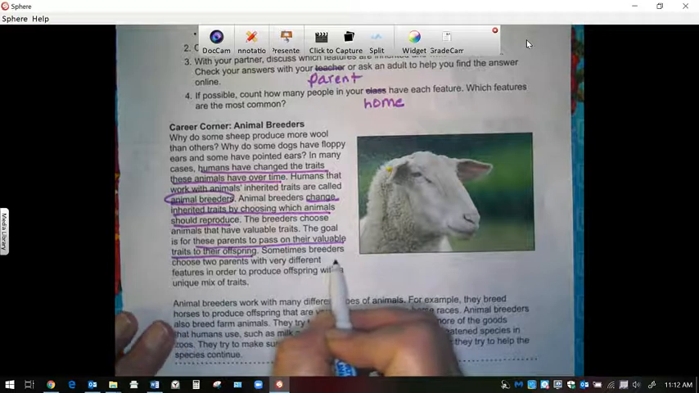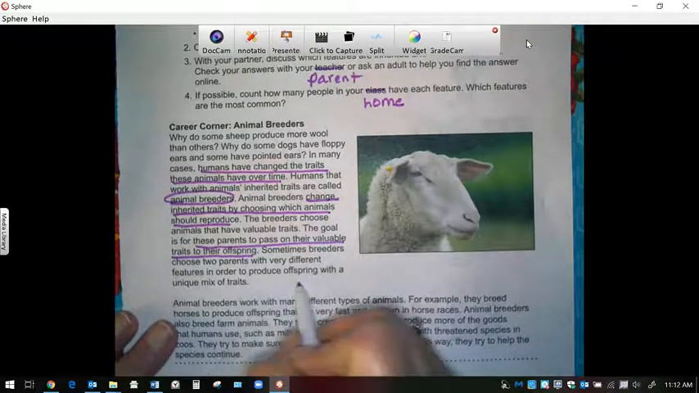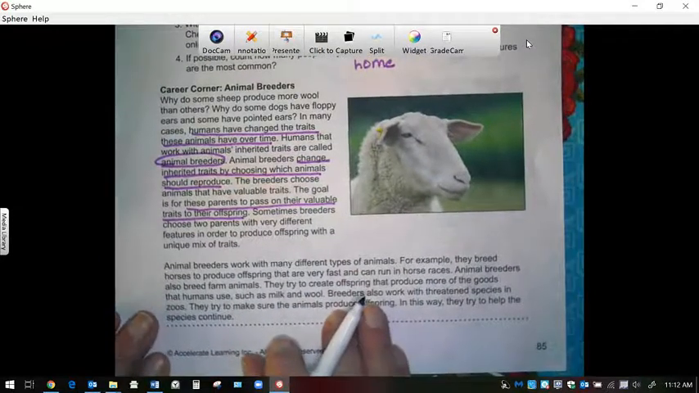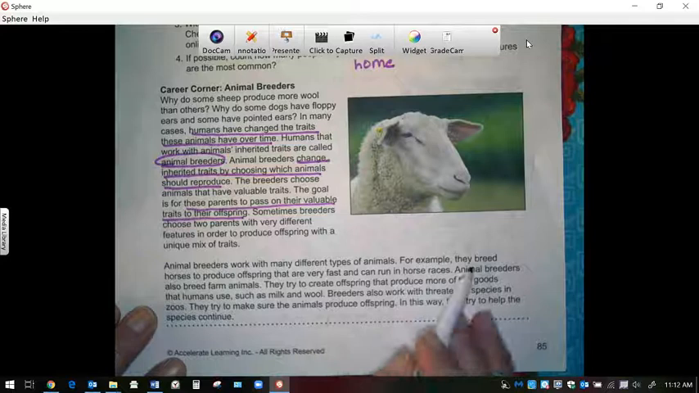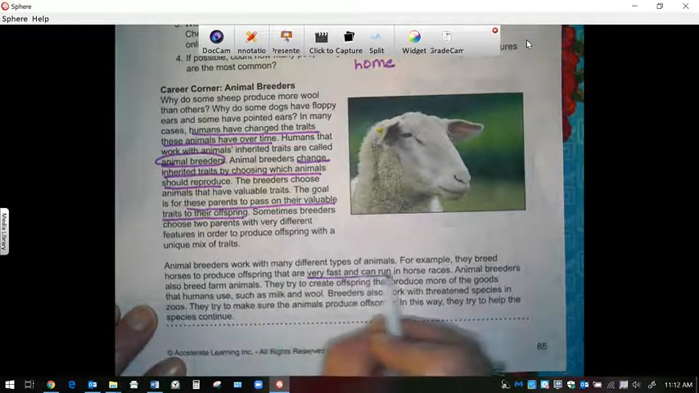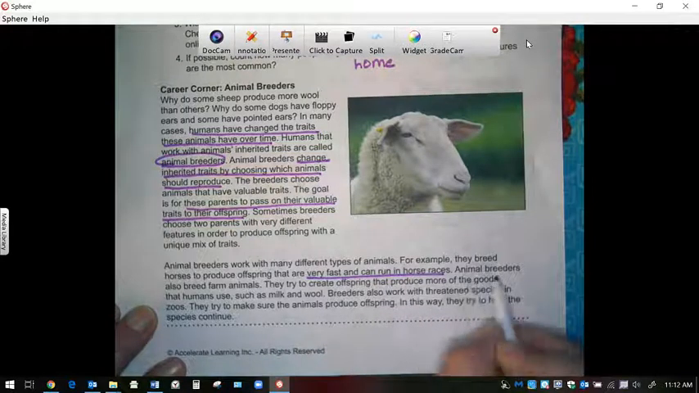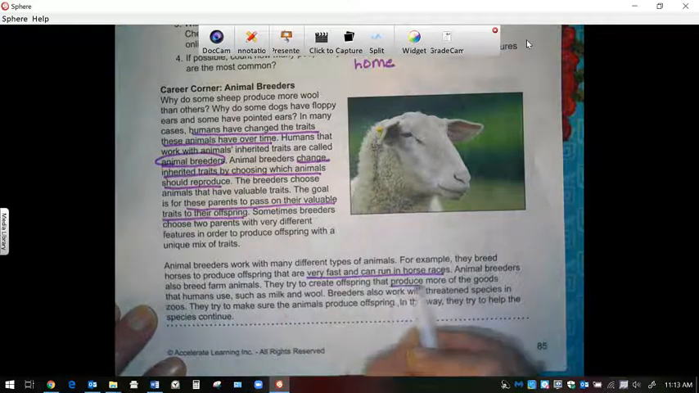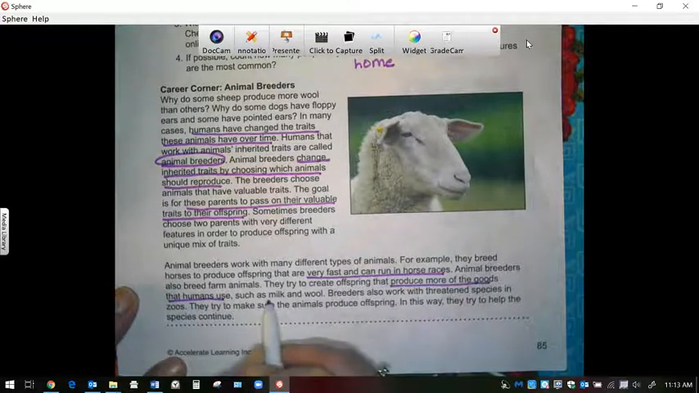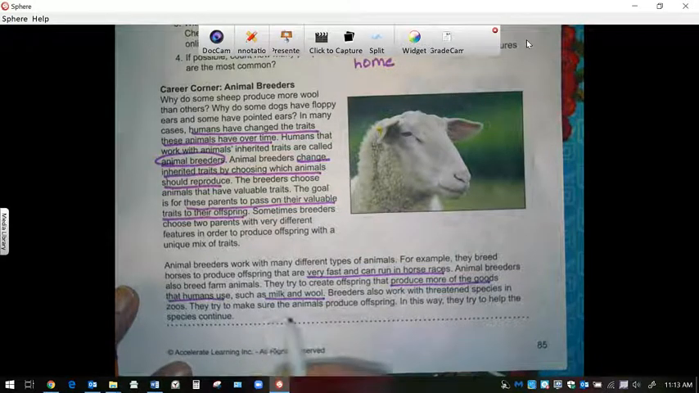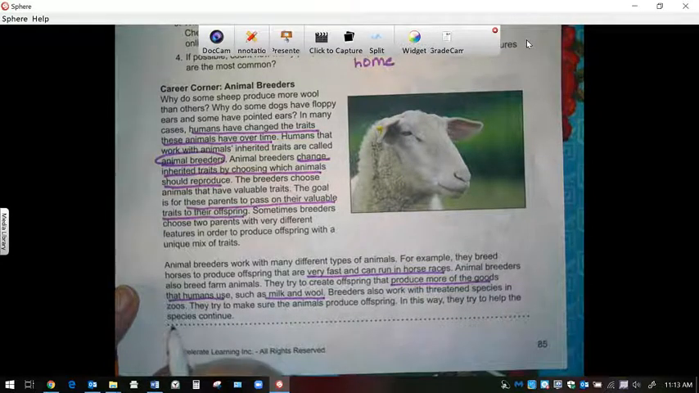Sometimes breeders choose two parents with very different features in order to produce an offspring with a unique mix of traits. Animal breeders work with many different types of animals. For example, they breed horses to produce offspring that are very fast and can run in horse races. Animal breeders also breed farm animals. They try to create offspring that produce more of the goods that humans use, like milk and wool. Breeders also work with threatened species in zoos. They try to make sure the animals produce offspring. In this way, they try to help the species continue.